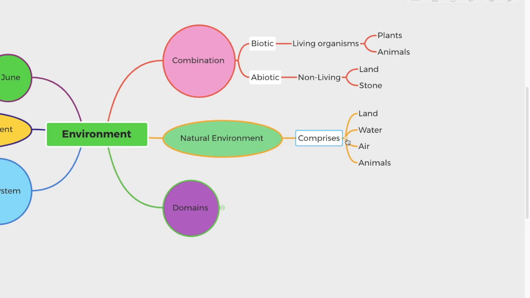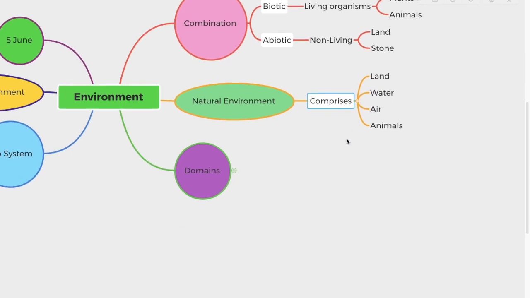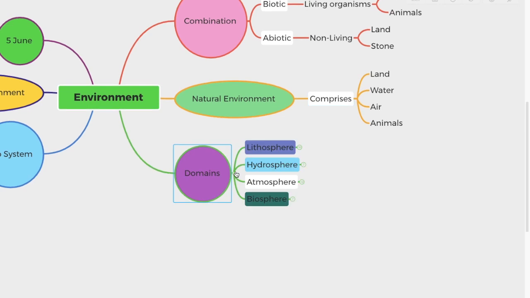You may have learned in class 6 about the domains of environment. You may have heard about lithosphere, hydrosphere, atmosphere and so on. So let's revise that. At the same time, let's learn a little bit more about each of these. So we have lithosphere, hydrosphere, atmosphere and biosphere.